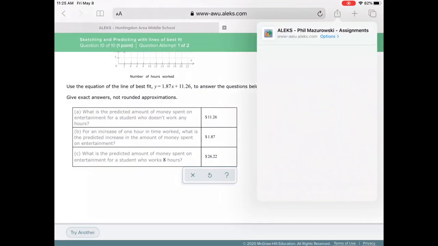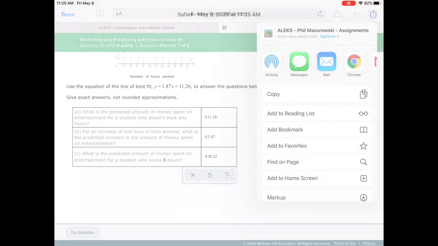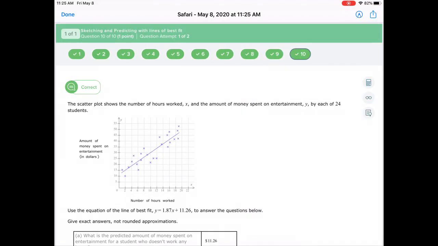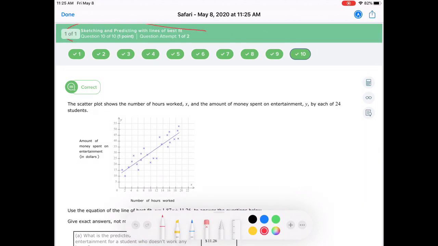So as you can see, I am making your assignment on ALEKS for this week. And that's literally what I was just working on. I just went through kind of a practice run of your assignment. It is called Sketching and Predicting with Lines of Best Fit. So you're making those lines of best fit, and then you're making predictions based on those equations.